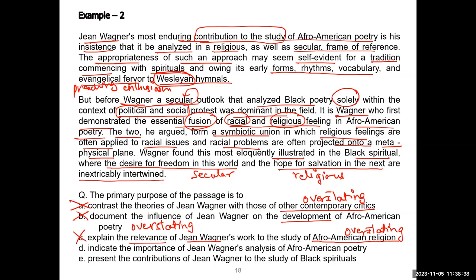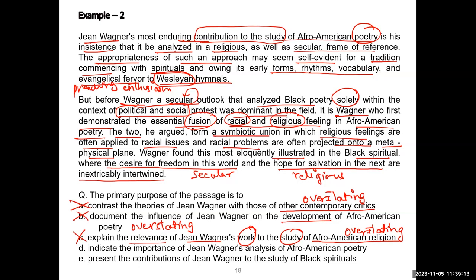All these words, his work, his study, his analysis, they mean the same. The problem is not with these words. The problem is with the words Afro-American religion. He studied Afro-American poetry. Whether he studied Afro-American religion or not, we don't know. It's possible that he also studied Afro-American religion, but for that we will need information from outside the passage. And that is why C cannot be correct.